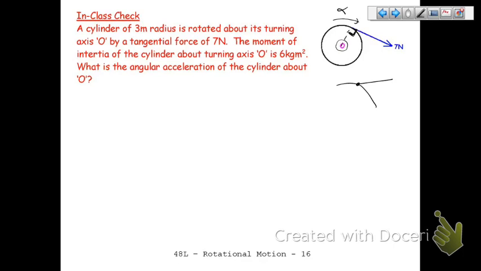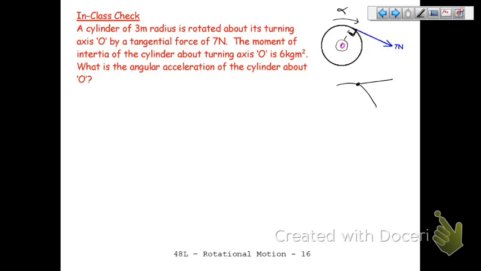So in some questions I've seen, they don't say it's tangential, they just say you wrap a piece of string around a drum and pull. And they leave you to visualize, oh, that's going to be a tangential force. So it's a little bit of visualization there.